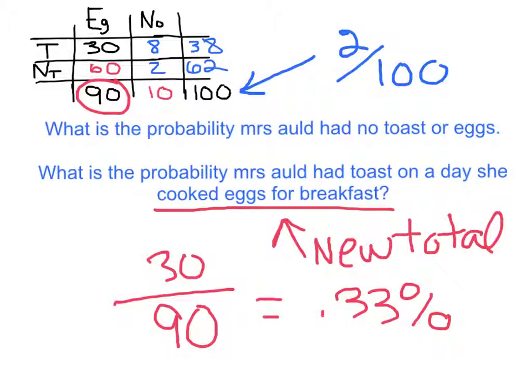So these questions, you have to read them really carefully and try to decide, is the total out of all 100%, or is there a different total because you're looking at only one of the columns or only one of the rows?